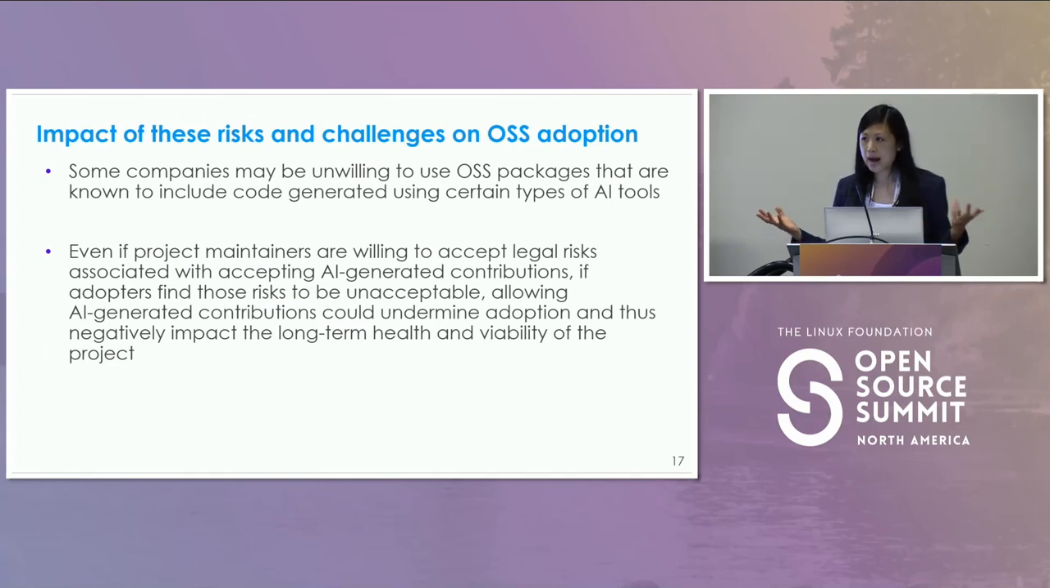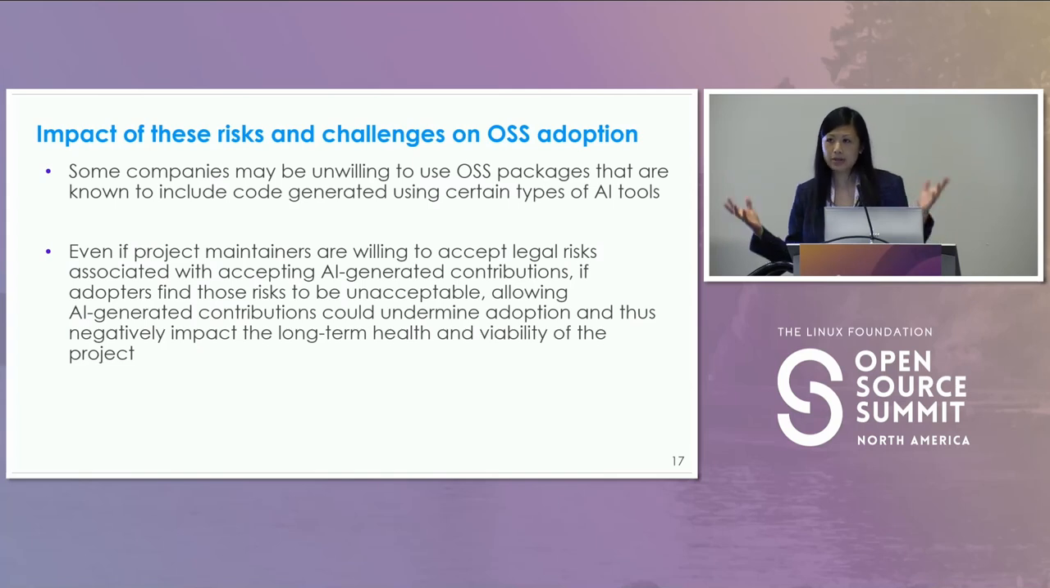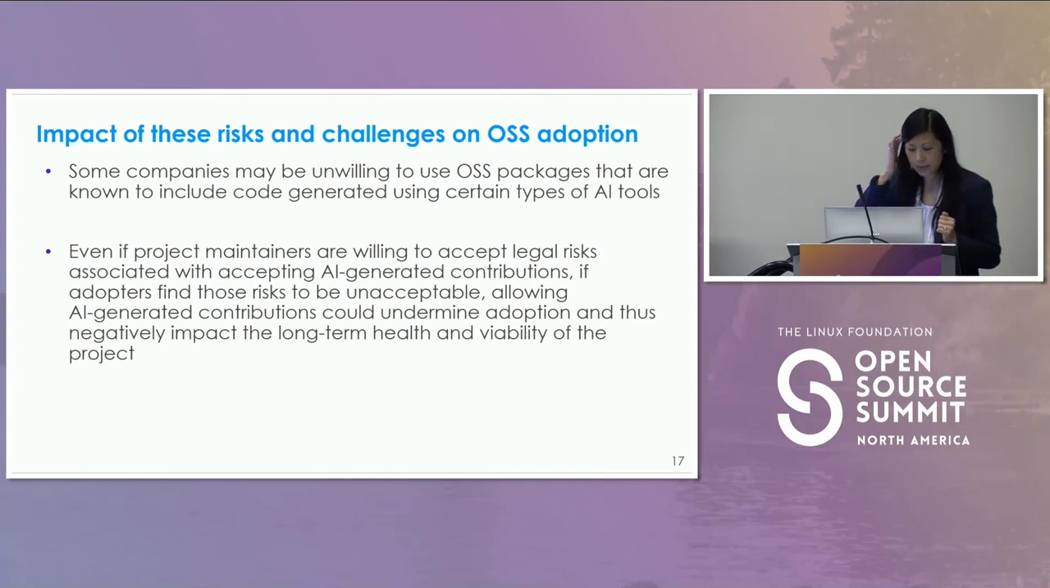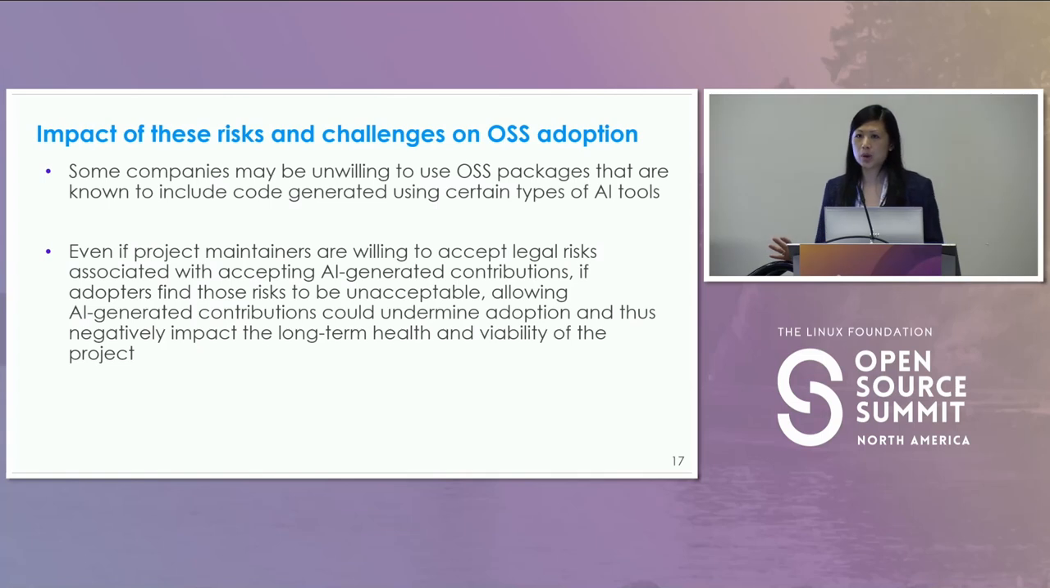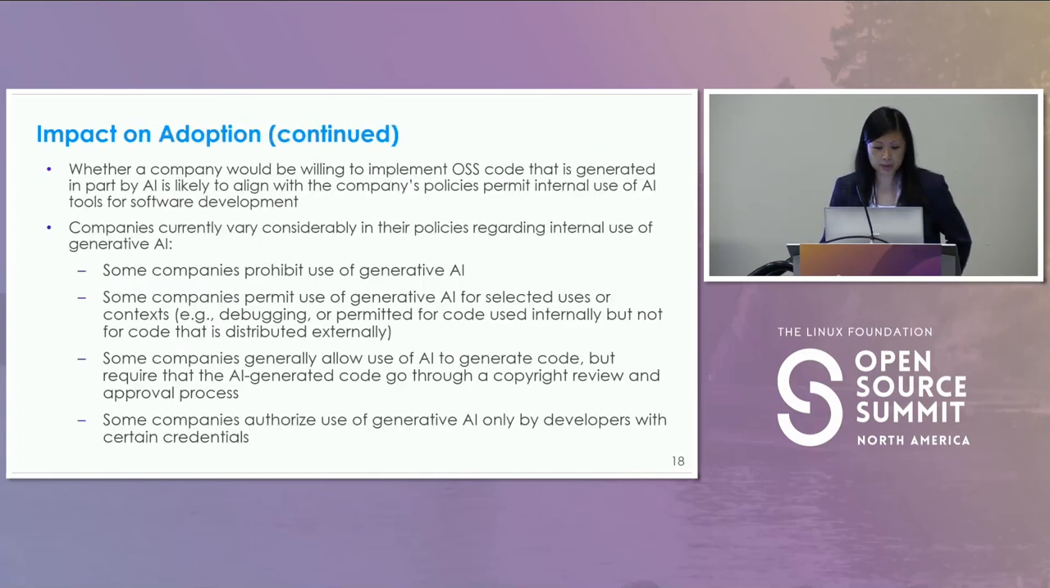These risks could impact adoption if these risks aren't managed well. And they are very manageable, and I'll talk about what that looks like later. But there are companies who might be hesitant to adopt and utilize open source software packages if they include code that's generated using certain types of AI tools, or if they don't have good licensing and AI hygiene. And even if project maintainers and hosting foundations are willing to live with a certain amount of risk, if the adopters are not comfortable with those risks, that could chill adoption, which would impact the health and viability of open source projects, of course.